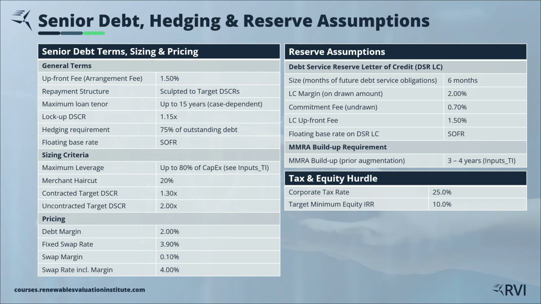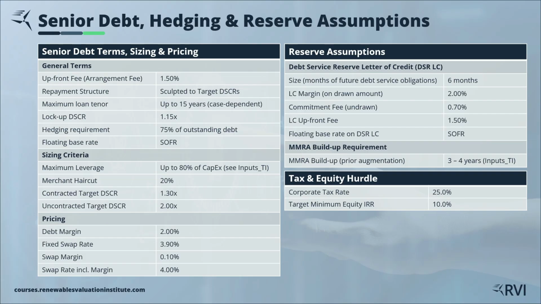Alright, now let's look at the specific sizing inputs we will use in this case study. For this lesson, we only care about a few inputs. First, the repayment structure. The loan is sculpted to target DSCRs, meaning we shape principal repayments to keep DSCR at or just above the threshold. Second, the merchant haircut. This is a conservative adjustment lenders apply to merchant cash flows for sizing purposes, because merchant revenues are less bankable. And third, the two DSCR targets.